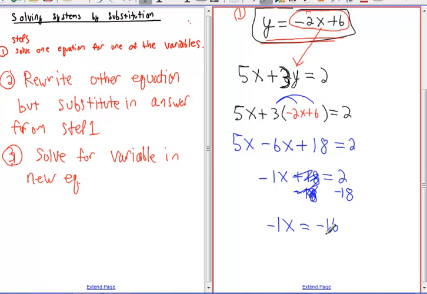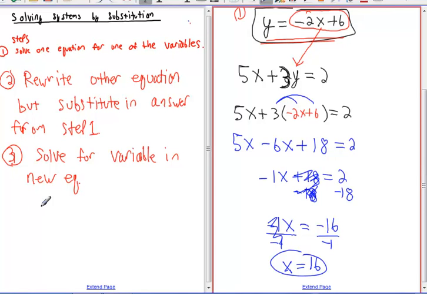So now we have negative 1x equals negative 16 because we subtracted 18 from both sides. We're going to divide by negative 1, divide by negative 1. We're going to get x equals 16, regular old 16. So that's good. Solve for the variable in the new equation, when we just did that.